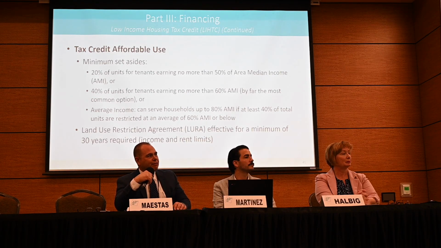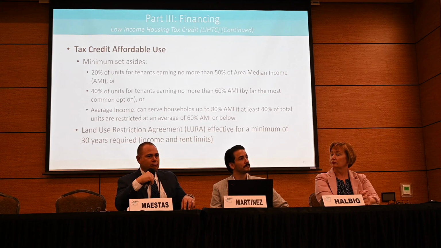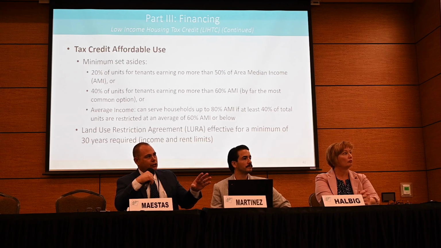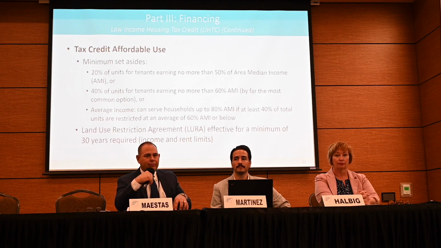This is just a little information on the LIHTCs. If you are a developer who applies for low-income housing tax credits with MFA, and this is a federal requirement, by the way, you have to elect one of these three set-asides. You either have to elect that you'll have 20% of your units eligible for tenants earning no more than 50% of the area median income. That area median income is per county, and it's set by HUD annually.